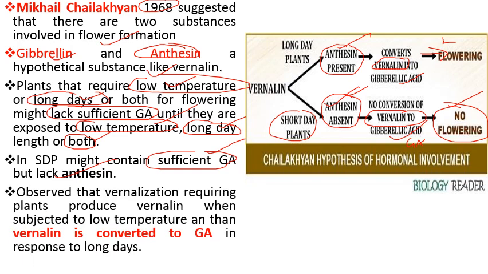So Chailakhyan observed that the vernalization requiring plants produce vernalin. So whichever plants need low temperature, they produce a hypothetical hormone that is vernalin when subjected to low temperature, and then vernalin is converted into GA that induces the flowering. And this conversion is induced by the exposure to light duration or long days that accelerate the conversion of this vernalin into GA. While in case of short day plants, they lack the anthesin, so there is inhibition in conversion of this vernalin into GA that results in no flowering in plants.